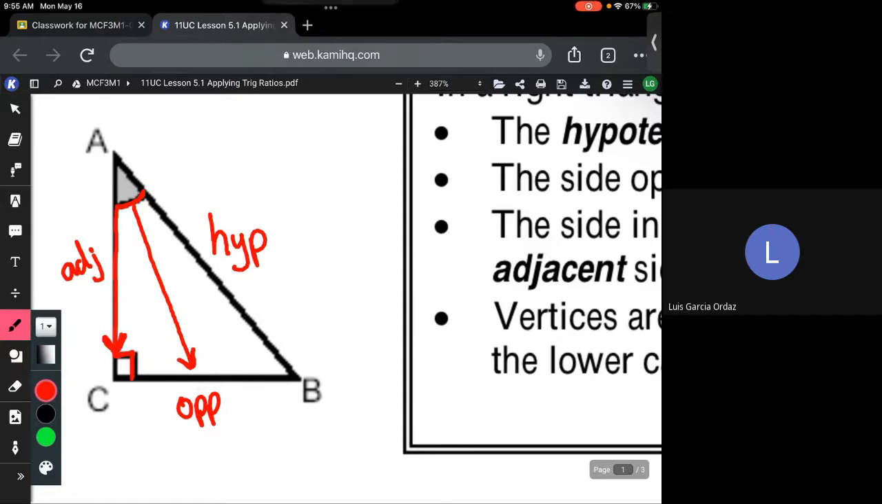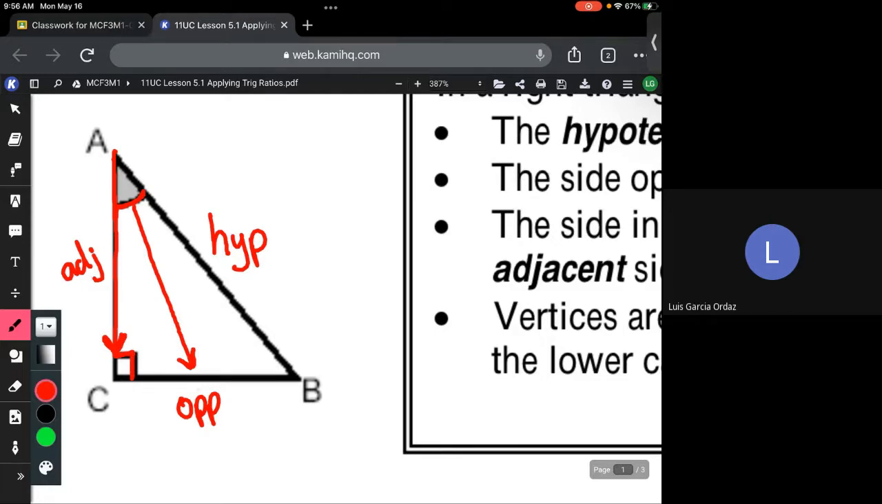So it doesn't matter which one you do? Yeah, it does. It matters because the opposite and adjacent change. But they'll always give you one angle, right? Yeah, I'll always give you one angle. So hypotenuse is always the slanted side, like I said. Your opposite is the side that is across the angle, and your adjacent is the side that's beside the angle.